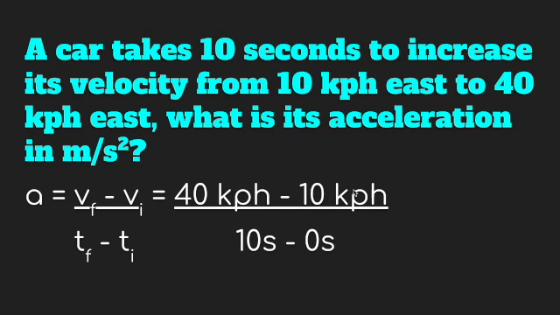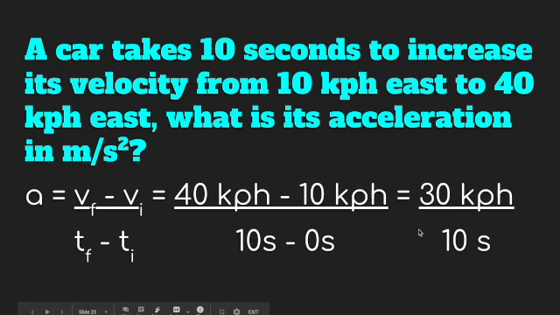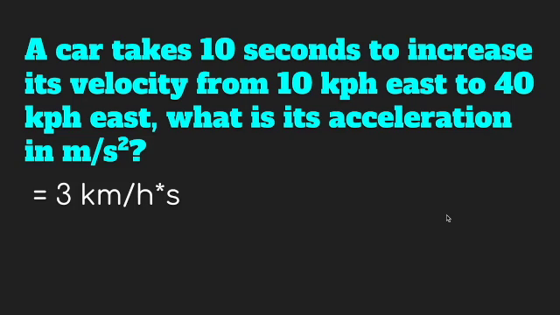So let's do our subtraction on the top and the bottom to simplify this. And we simplify down to 30 kilometers per hour over 10 seconds. So we do our division. 30 divided by 10 is 3. So we have 3 kilometers per hour times a second. But look at this label. It doesn't match what they ask us for. They want it in meters per second squared, not kilometers per hour times second. So we must convert.